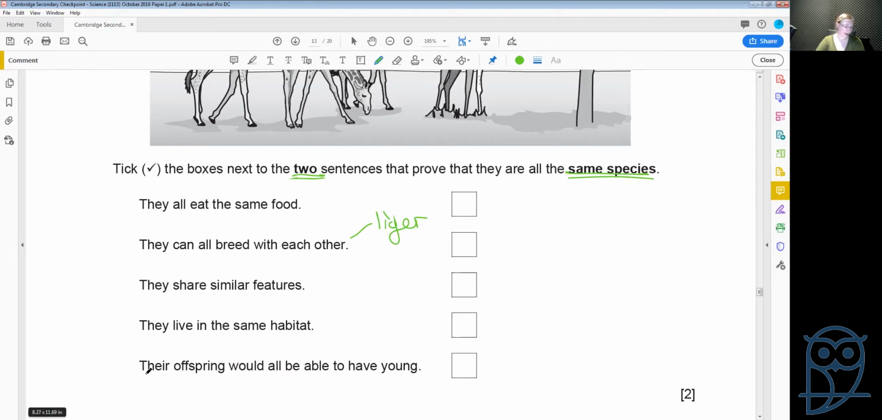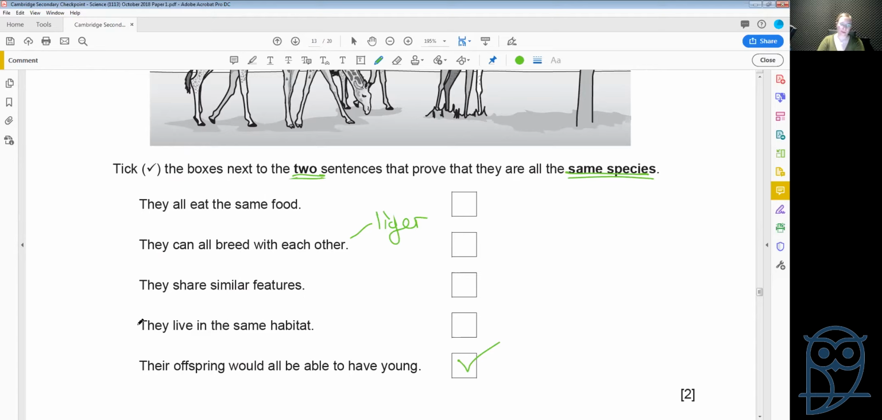So here, an actual characteristic of the same species is that their offspring is able to have young. So there is our 1 tick. So now we can look over here. They all eat the same food, live in the same habitat, and share similar features.